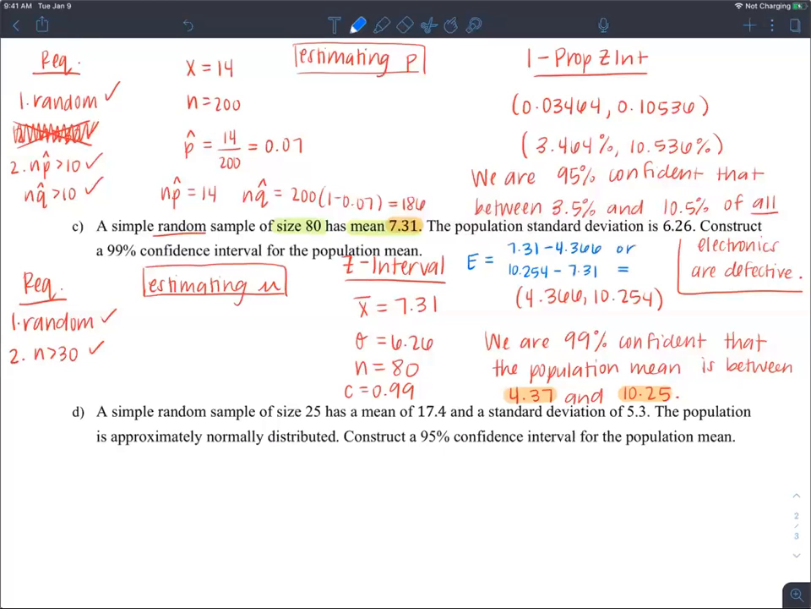So let's double check that. 7.31 minus 4.366 is 2.944. 10.254 minus 7.31, that's, yeah, 2.944. So that's your margin of error. And so that's just another way that you can find margin of error. Remember, it's also z sub c times sigma over the square root of n, where z sub c is the critical value, right? So you would have to find this value here.